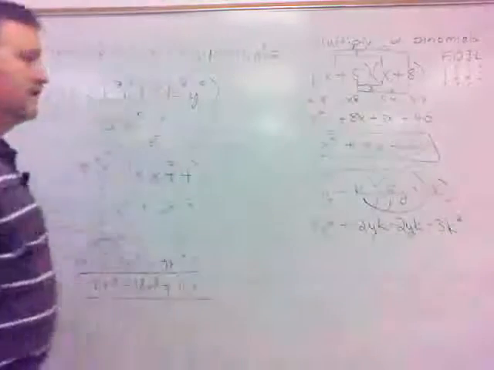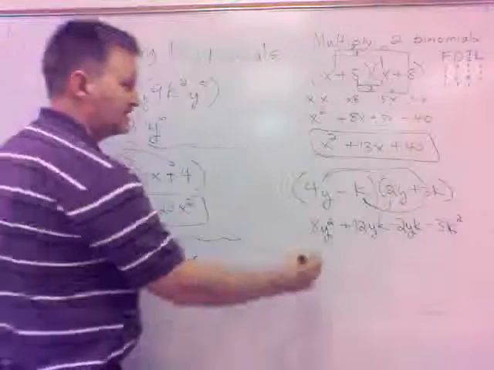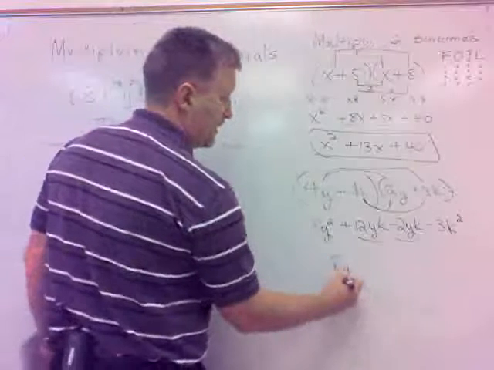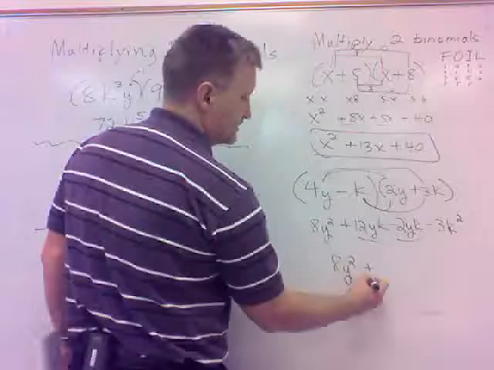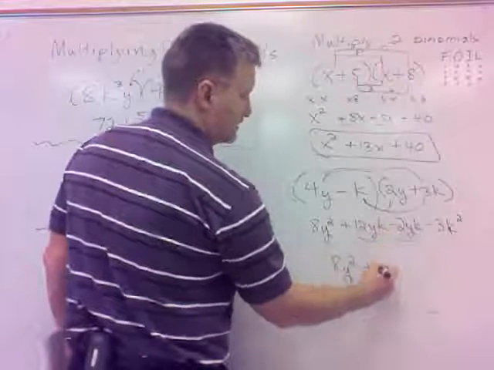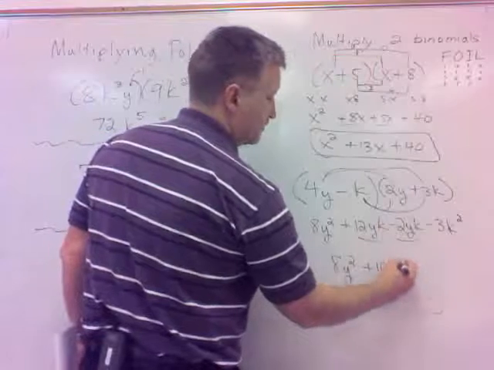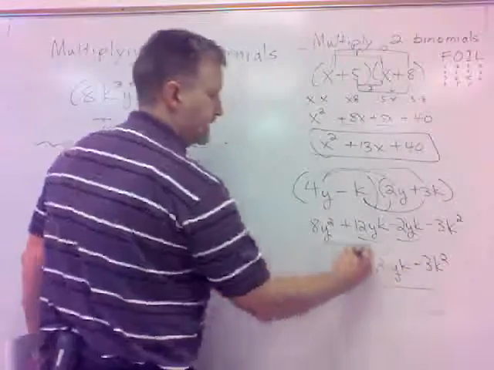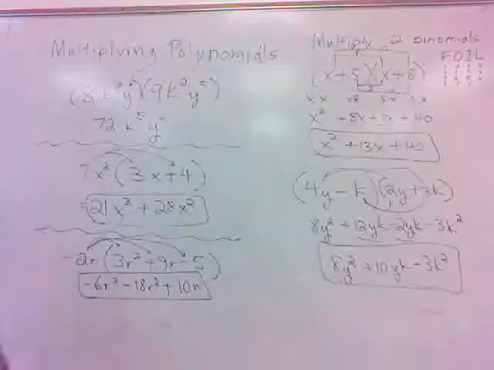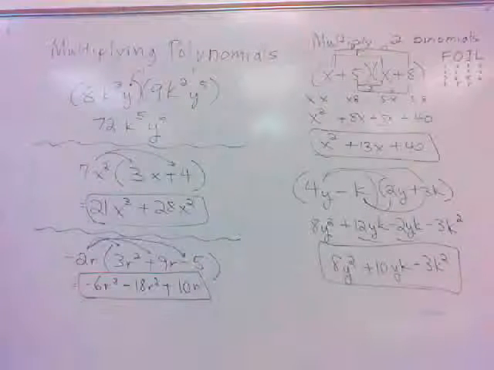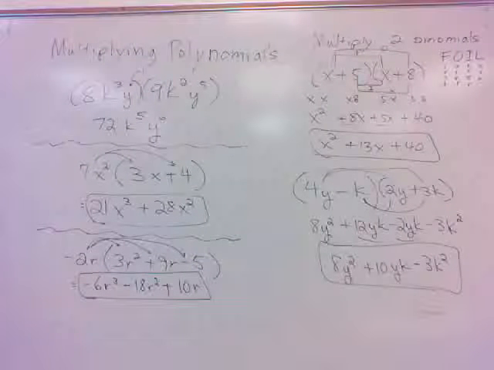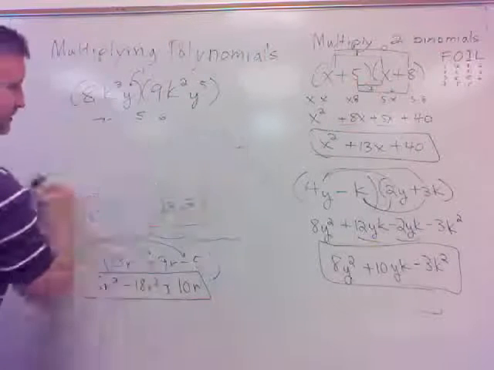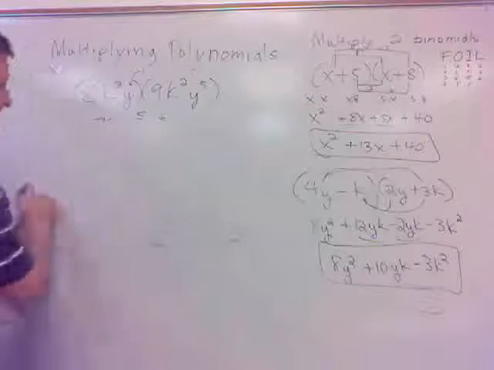Okay? And then again, it does happen. We do have like terms in the middle, so combine those. 8y squared then would be plus 12, and minus 2 is 10, positive yk. And then bring down the minus 3k squared. All right? Now, it should be pointed out, a couple other things can happen when you multiply binomials.